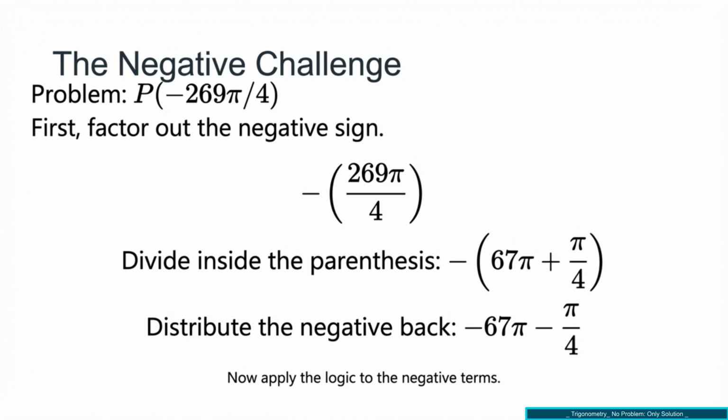The negative challenge involves factoring out the negative sign first. For P of negative 269 pi over 4, we break it down to negative 67 pi minus pi over 4. Now we apply the logic to the negative terms.